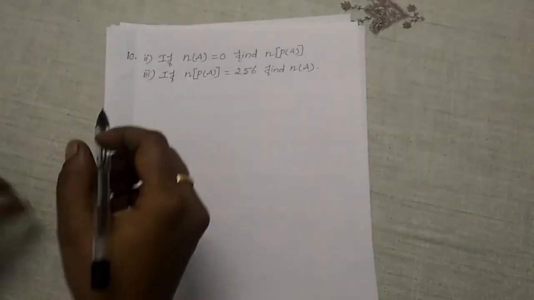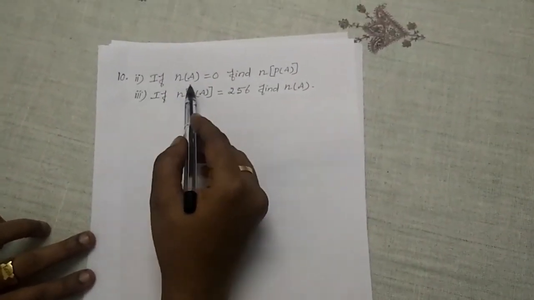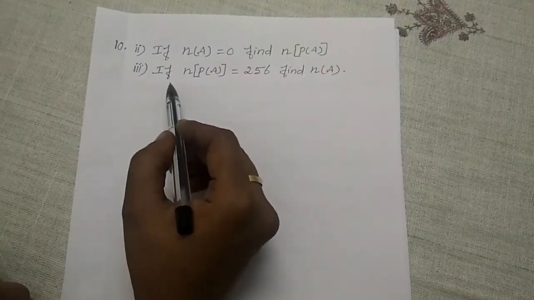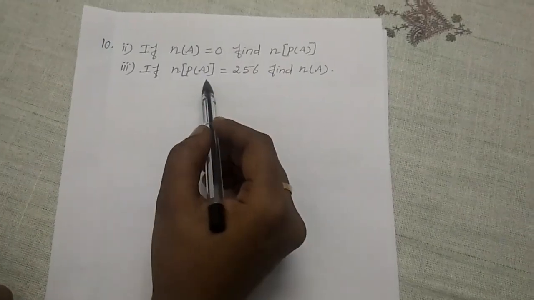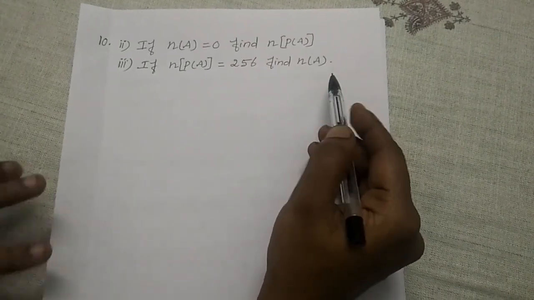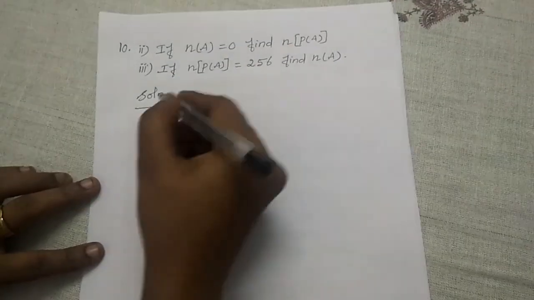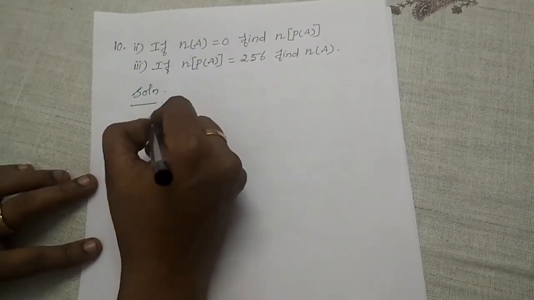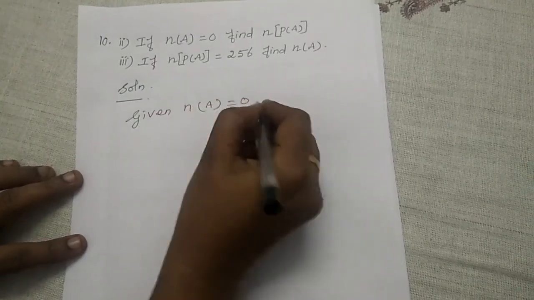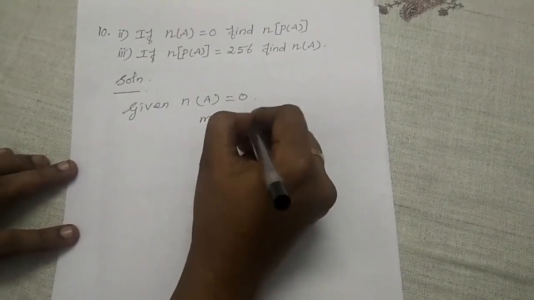Next question is the 10th one. First question for your homework. Second one, if n of A is equal to 0, find n of P of A. Third one, if n of P of A is equal to 256, find n of A. Okay, then solution. Given, the second question is, given n of A is equal to 0. n of A is equal to 0 means then m equal to 0.